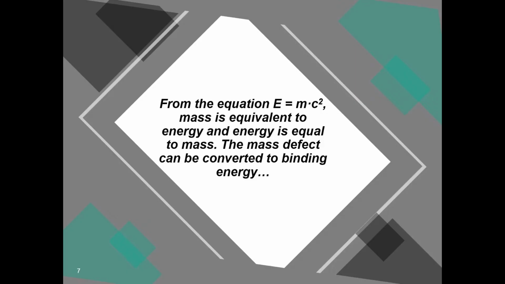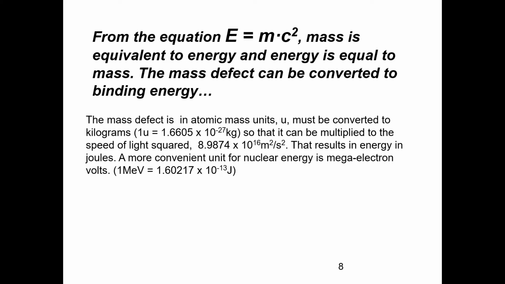Using Einstein's equivalence of mass and energy formula, E equals mc squared, we can convert the mass defect into the binding energy. First, we would have to convert atomic mass units to kilograms. 1 atomic mass unit is equal to 1.665 times 10 to the minus 27 kilograms.